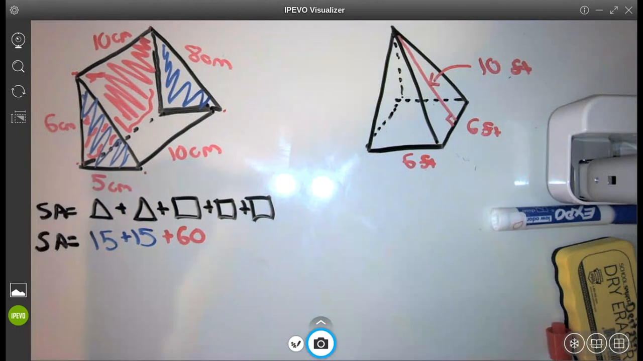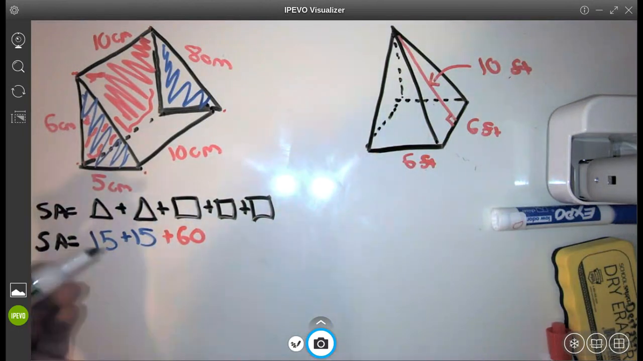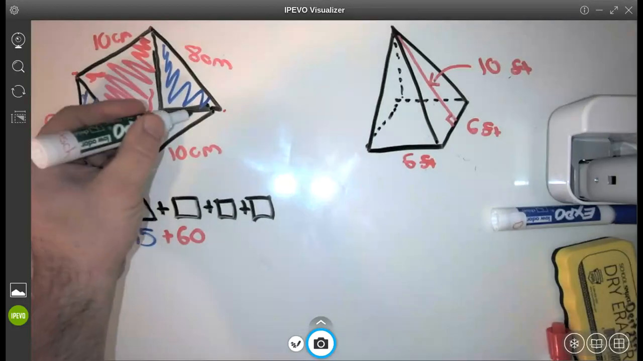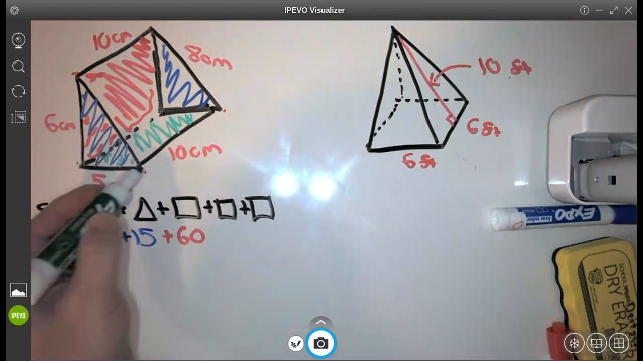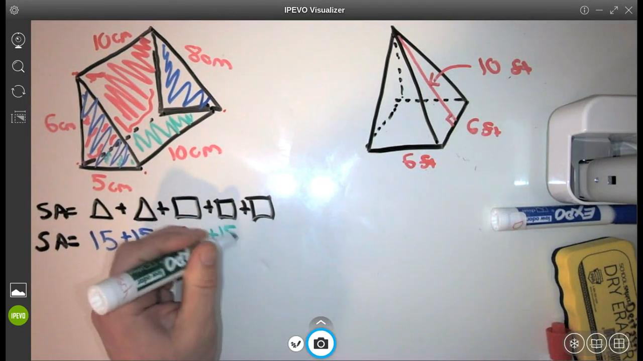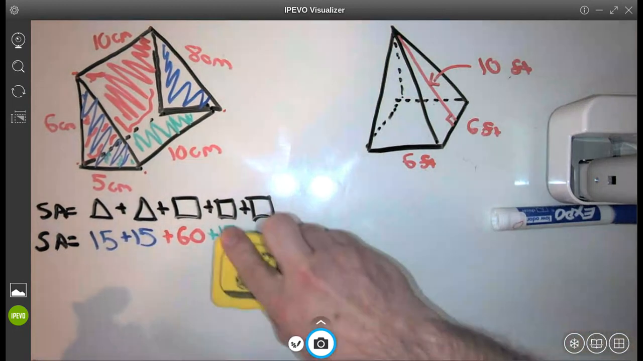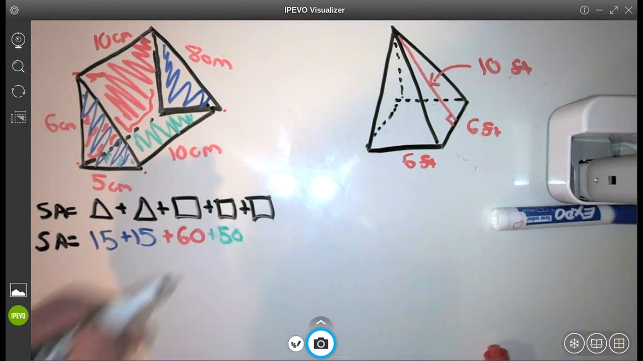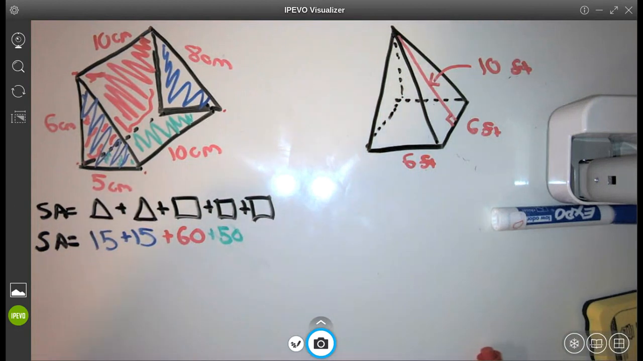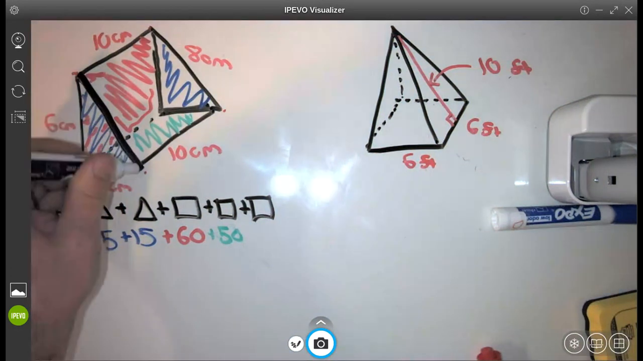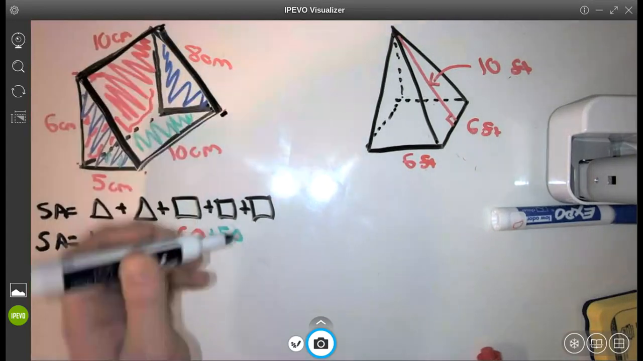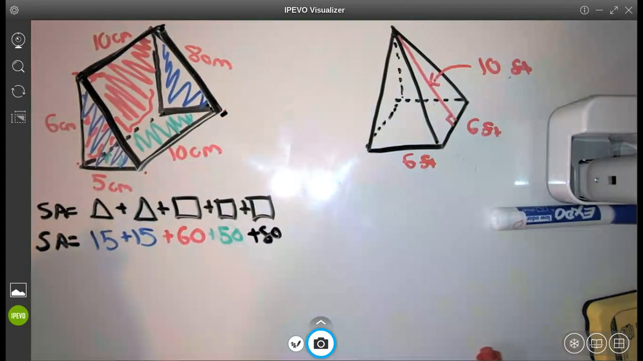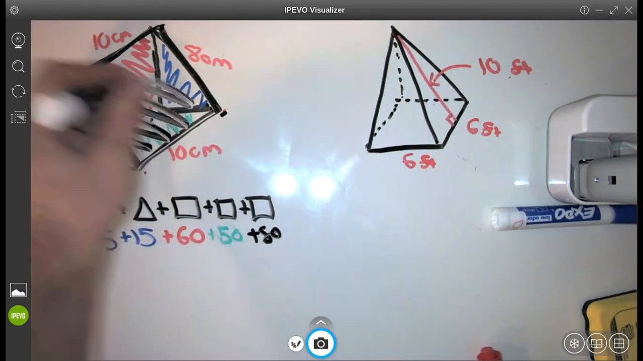Okay, next I'm going to find the area of another rectangle. There are two more rectangles to find, and it doesn't matter which way you do next. I'm going to find the area of this bottom one here, which is 5 by 10. So I'm going to do plus 50, and that's the area of the bottom of it. There's one more rectangle to find the area of, and that's this front one right here. This is 10 by 8, so this is going to be plus 80.